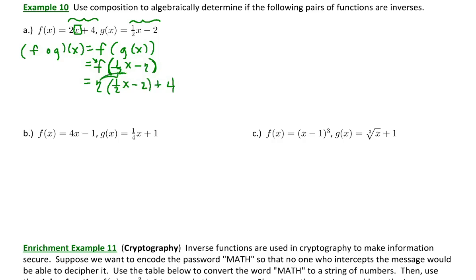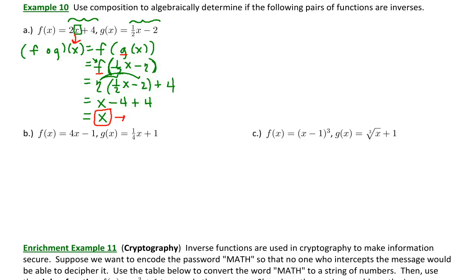When we distribute the 2, 2 times 1/2 x gives me 1x. 2 times negative 2 is negative 4, and we have a plus 4 on the end. Notice negative 4 and plus 4 cancel, and we end up with x. So in this direction, what we can see is that if we plug in x and we apply g and then immediately apply f, we end up with the same output. So we didn't get anywhere.